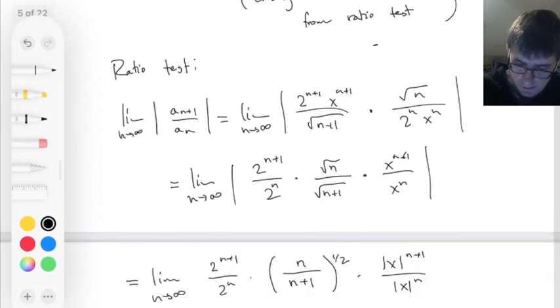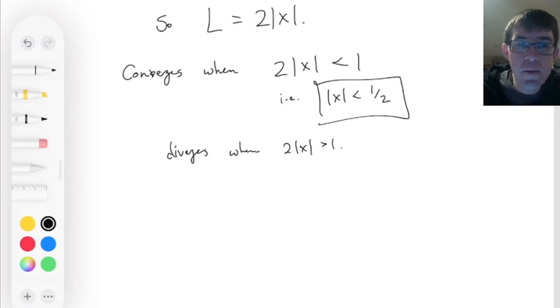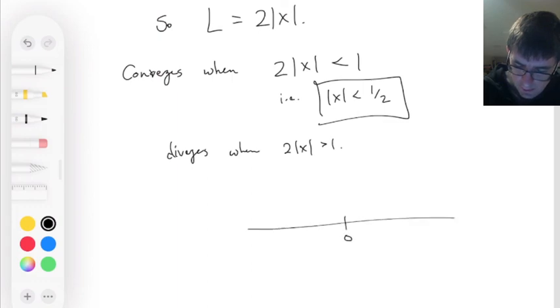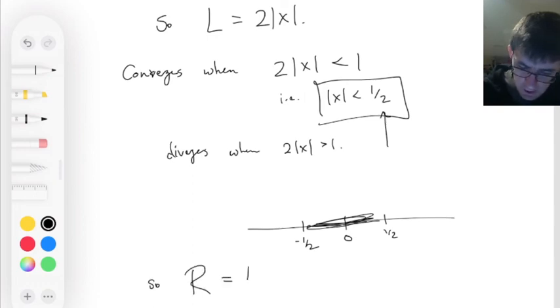Diverges when 2 absolute value x is greater than 1. But we don't really care. This is what's important. The absolute value of x being less than 1/2 is when it converges. If you want to indicate that like an interval, it looks like this, right? Going up to 1/2 and going down to -1/2. This is the convergence. And so what's the radius of convergence? It's just this number, the 1/2 there. So the radius of convergence, r, is 1/2. It's the distance from the middle out to the edge.